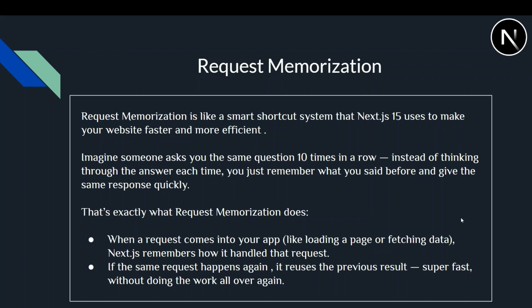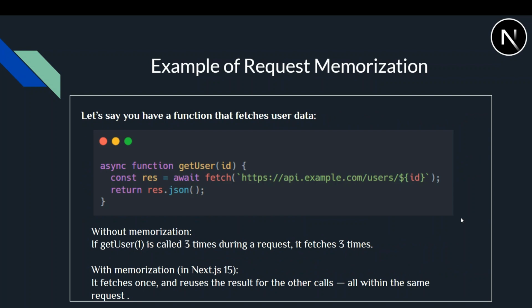Let me give you a quick example to see how it works. Here you can see the example of request memoization. I am creating an async function, getUser, that fetches data on the basis of an ID from api.example.com/user/id. If we pass ID 1, the user related to ID 1 will be fetched.